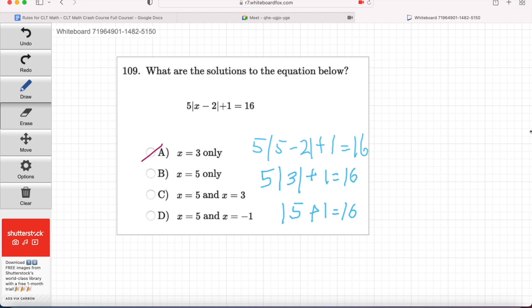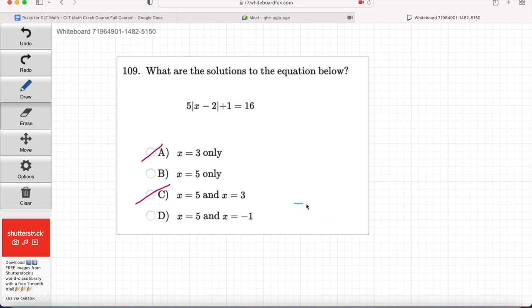Do we need to test answer choice C? No, because 3 doesn't work. Yeah, we could have gotten rid of that right off the bat, actually. 3 doesn't work at all. So now all we've got to do is test answer choice D. Let me clear some space here. Then we'll plug in a negative 1 for x. If this gives us a true statement when x is negative 1, then it's going to be D. We'll see.